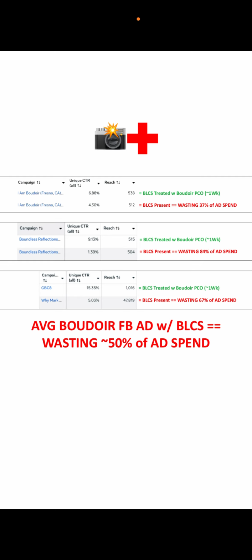So we found out he was wasting 67% of his ad spend. So instead of spending 10 grand a month, he can now spend 3,300 bucks a month, save like 80K in the first year, and get his ad into the same number of women's brains.